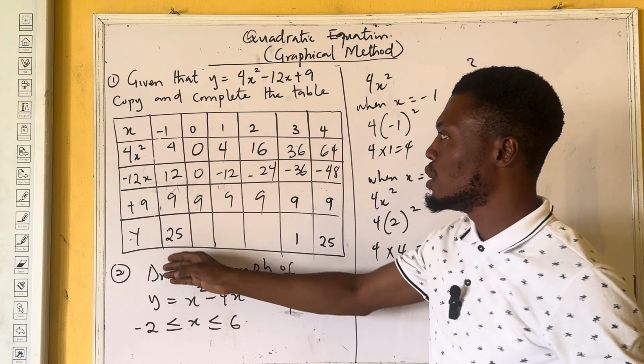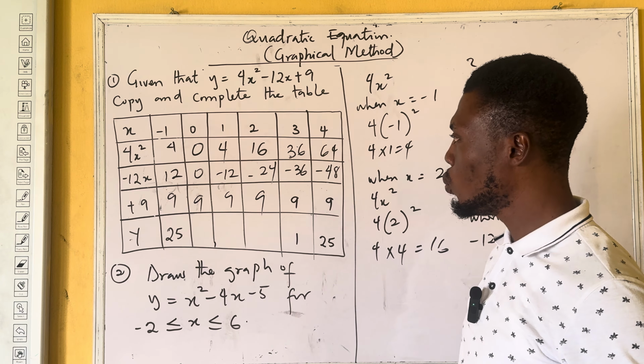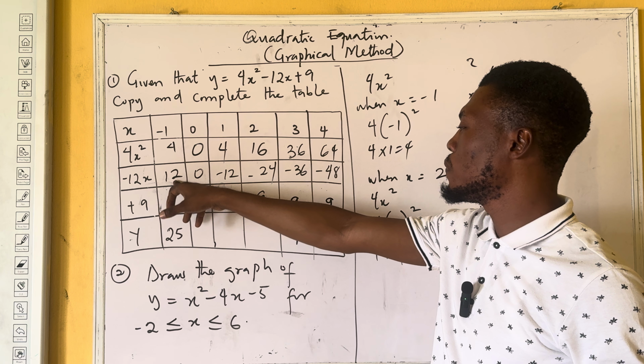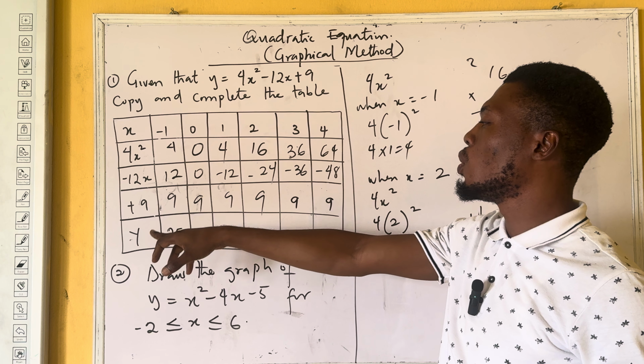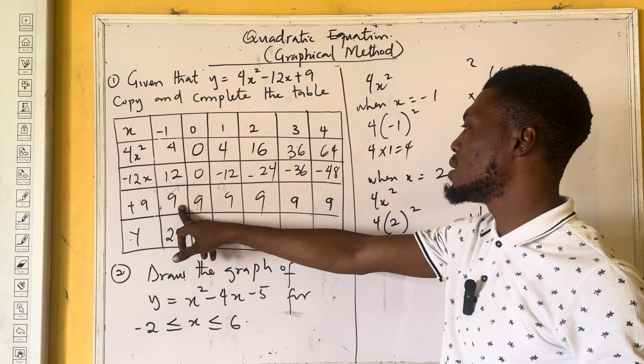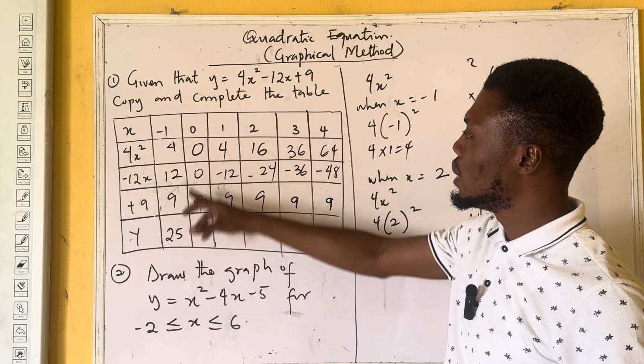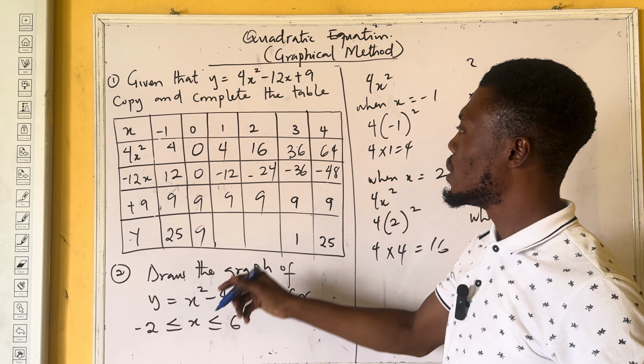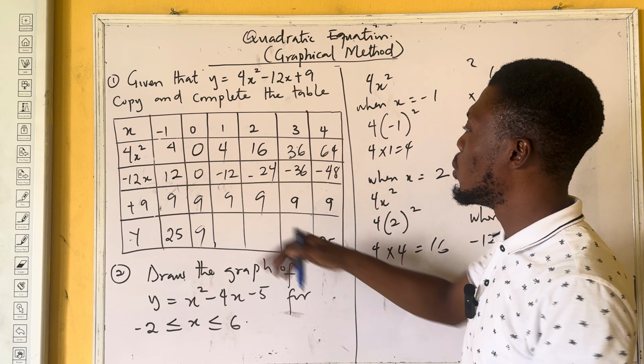So how do we get y? You sum it up. This is 4. 4 plus 12 is 16. 16 plus 9 is 25. Here, 0 plus 0 plus 0 plus 9 is 9. Here, 4 plus minus 12.